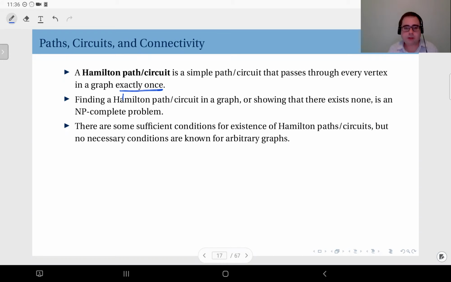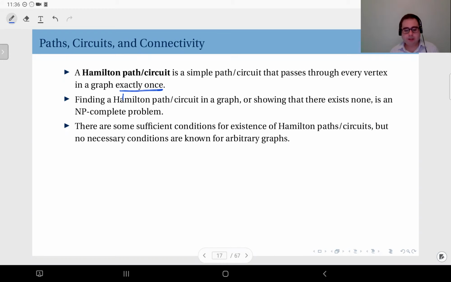Now, we have seen that finding Euler paths or Euler circuits is not that difficult. We have linear time algorithms. On the other hand, finding a Hamilton path or a Hamilton circuit in a graph, or showing that there exists none, is NP complete. So it's considerably more difficult to deal with Hamilton paths and Hamilton circuits.